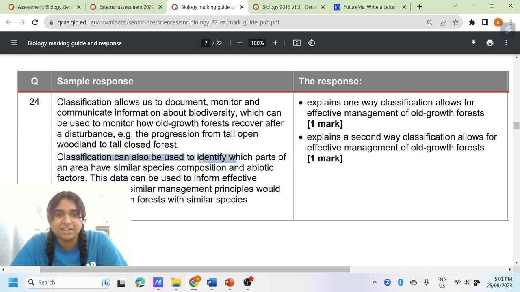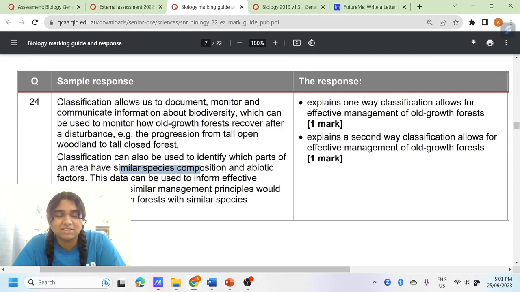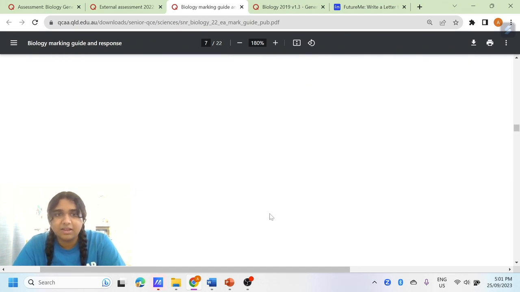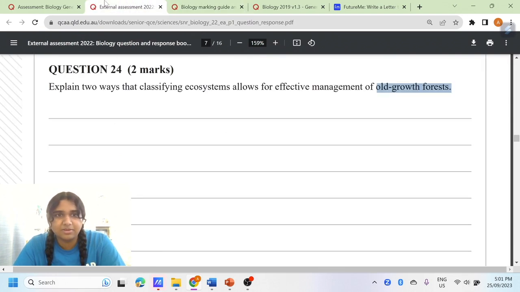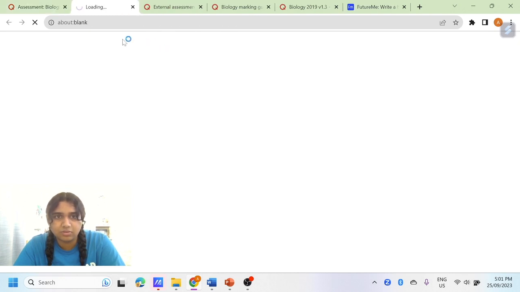Classification can also be used to identify which parts of an area have similar species and abiotic factors. Again, super general. So both of those marks, even though the question was asking specifically for old growth forests, don't really mention things that are specific to old growth forests. So the marking guide was a little bit lax in comparison to some of the others that we've seen. I think I might pick one more question from 2021. Can't remember.